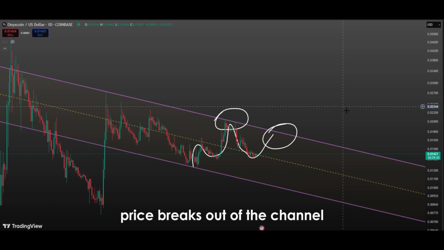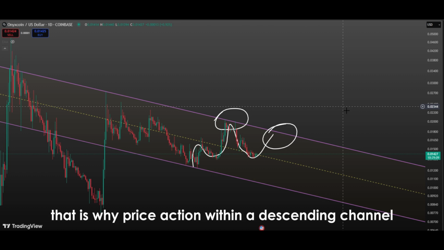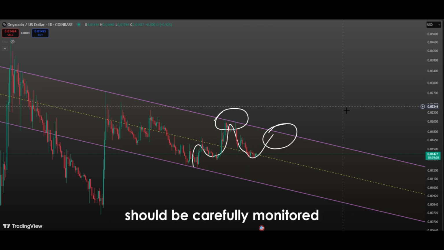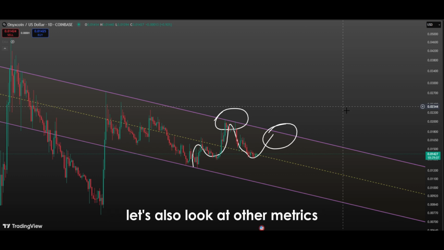However, if the price breaks out of the channel or drops below the lower band, different strategies should be considered. That is why price action within a descending channel should be carefully monitored, and investment decisions should be made in light of this technical structure and other indicators. But we cannot decide based on the channel alone. Let's also look at other metrics.